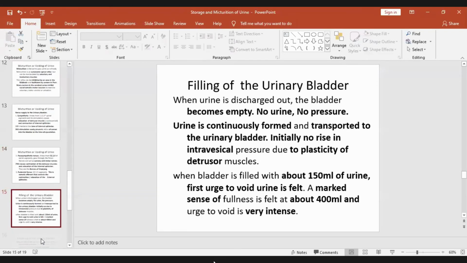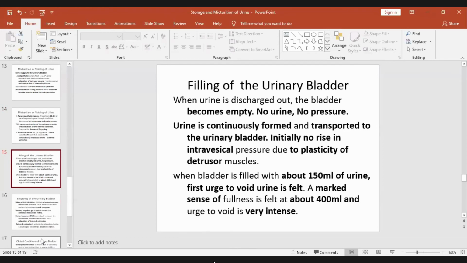Coming to the next one, ladies and gentlemen, filling of the bladder. When you pass urine, the bladder becomes empty. There is no urine at that time, no pressure, at the end of the discharge of the urine from the bladder.